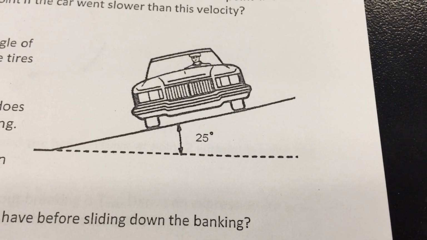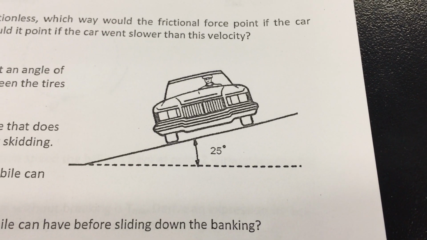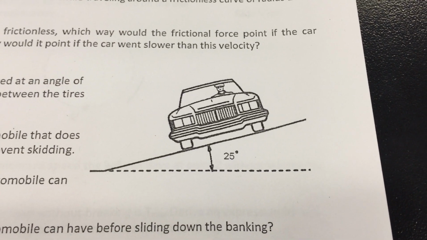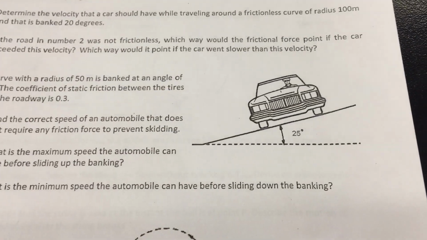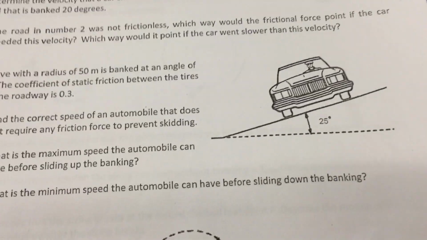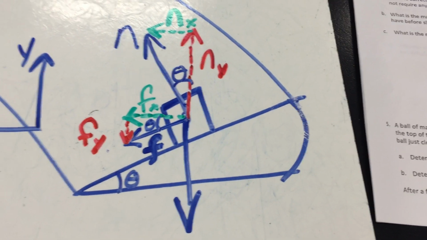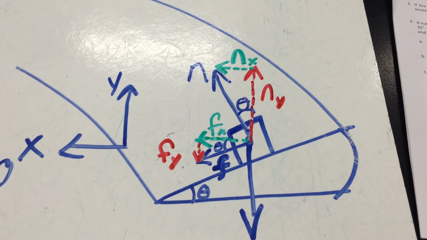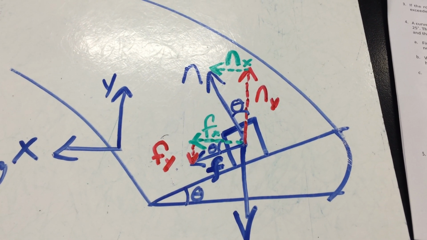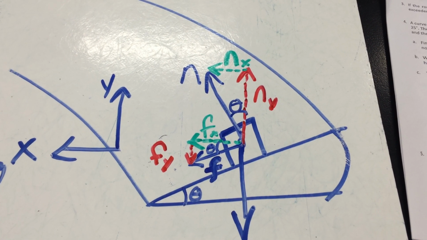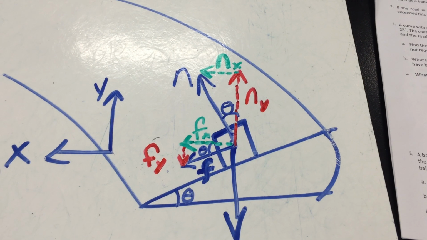All right, so this driver is trying to navigate that turn, but now there is friction, and we want to know how fast he can go in part B before he starts skidding off the road and ends up in a fiery, horrible crash. So what I've done is I've drawn the free body diagram of the situation. We're going to keep our coordinate system with x being horizontal and y being vertical because we know we're accelerating in the x direction. That'll be a centripetal acceleration, and we're not accelerating in the y direction.